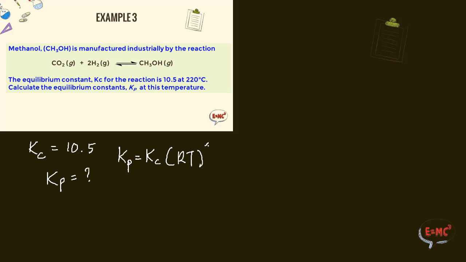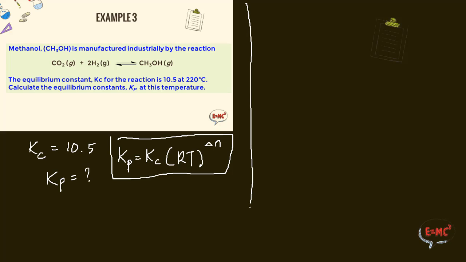Kita akan menggunakan perkaitan Kp equals to Kc times RT power of delta N. Okay, tengok formula ini betul-betul, especially pada RT ni. Kurungan, bracket, RT, tutup kurungan, baru power dengan delta N. Okay, jadinya sekarang apa yang kita nak buat sebelum kita kira?